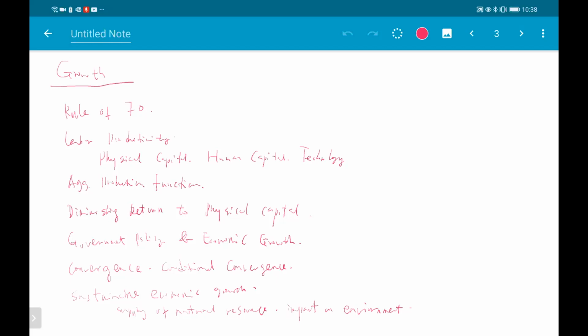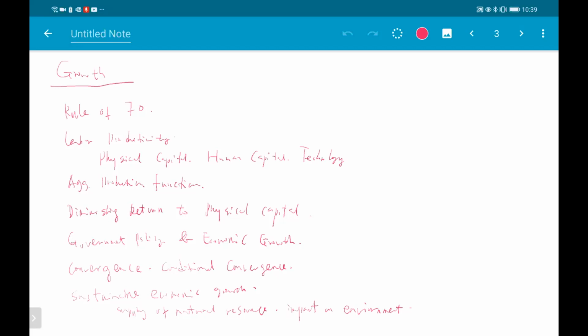And then secondly, this is because of the diminishing return to physical capital, right? Due to the diminishing return to physical capital, we have convergence. But this convergence is not absolute, right? We only observe convergence among countries who have similar institutions, who have similar technology, right? So you should pay attention to that.